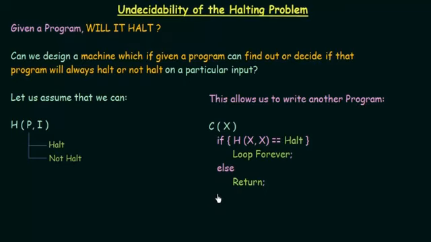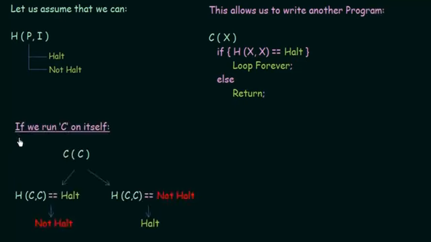Now let us see what will happen if I run C on itself. And here we can see that we are going to have a contradiction. So we have this C and I run it on itself. That means this was the function C, and in C it takes the argument X. So instead of X, I pass C itself.